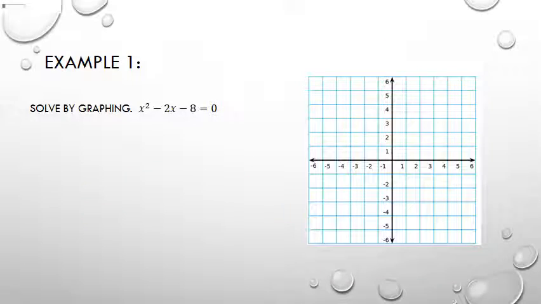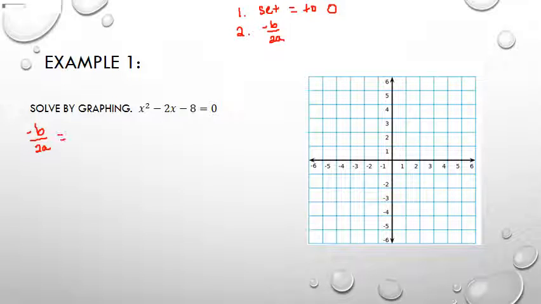Alright, so now let's go ahead and look at example 1. They want us to solve by graphing. Our first step is to make sure it's equal to 0. Okay, step 1, set it equal to 0. Alright, step 2, you need to do the opposite of B over 2A. So since it's already set equal to 0, I'm going to go ahead and do the opposite of B over 2A.